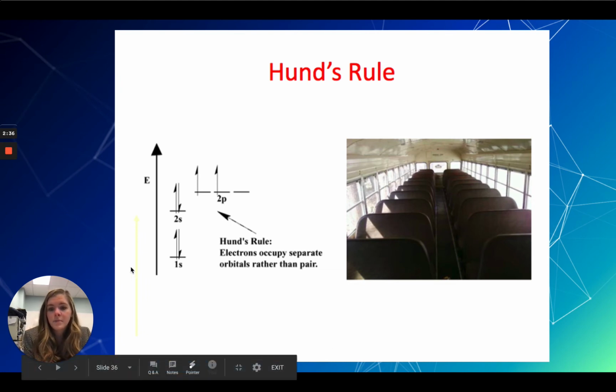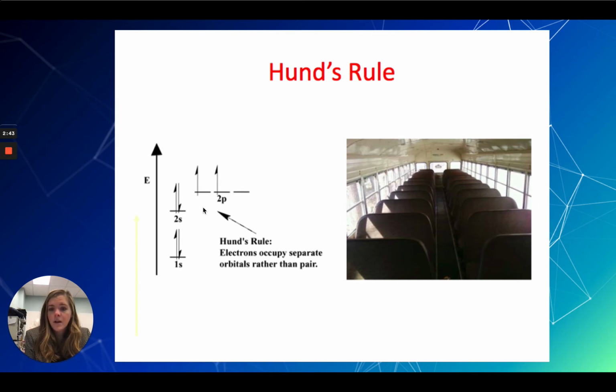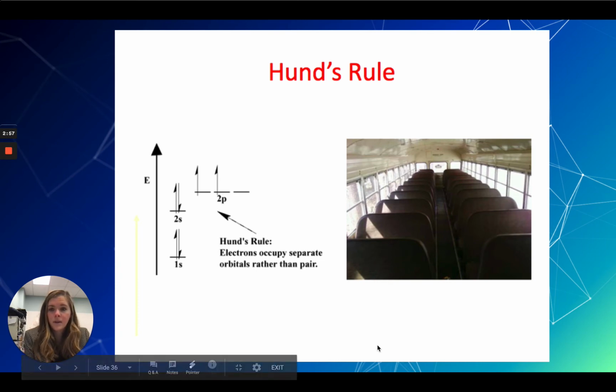So notice in this picture that in the 1s, there's 1 electron going up and 1 going down. In 2s, there's 1 going up and 1 going down, but notice in 2p, there's 3 available orbitals for electrons to join into. There's only 2 electrons, however, so 1 goes into the first and spins up, and 1 goes into the second and spins up. They're not going to pair because they don't have to. They have an open orbital for them to sit in.